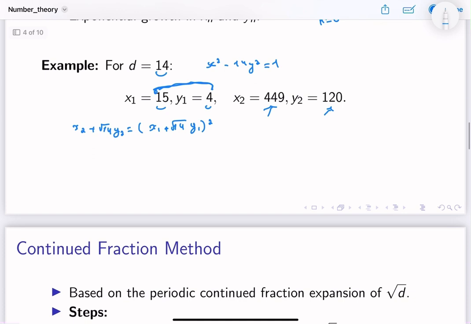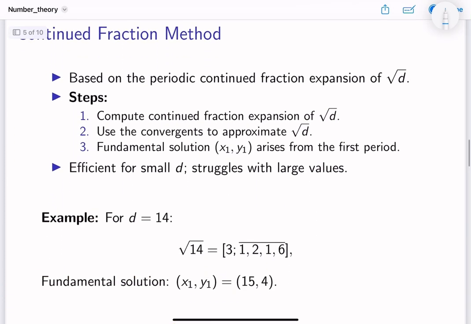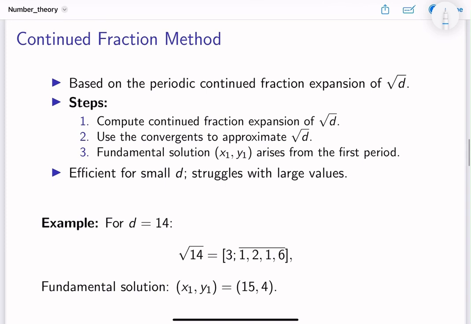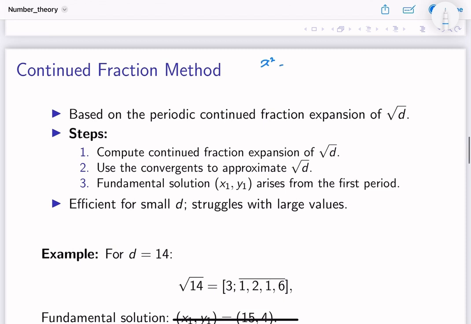For that, we need to use the so-called continued fraction method. The motivation of this method is what I mentioned at the beginning of the video. Whenever we're solving x squared minus dy squared equals 1, then x over y is a good approximation, let me call it a fair approximation, of the square root of d.